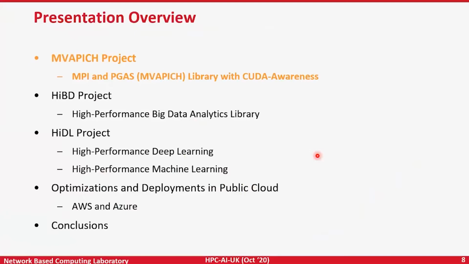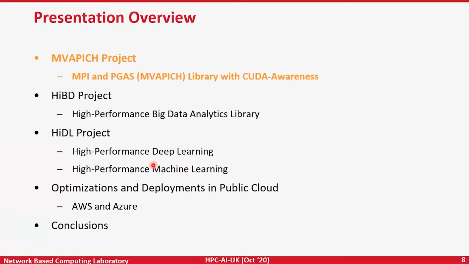In my group, we have been working on three major projects for almost 20 years. I'll try to provide you an overview of these. The MVAPICH project, which is primarily for MPI and PGAS, both for the CPU and GPU. Then we started the HiBD project, which is the High-Performance Big Data Analytics library. And finally, a few years back, we started the High-Performance Deep Learning project, trying to target both deep learning as well as machine learning. I'll try to provide some overview of these and how we are trying to design this converged software stack.